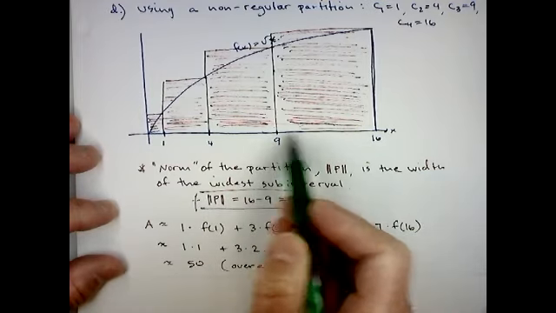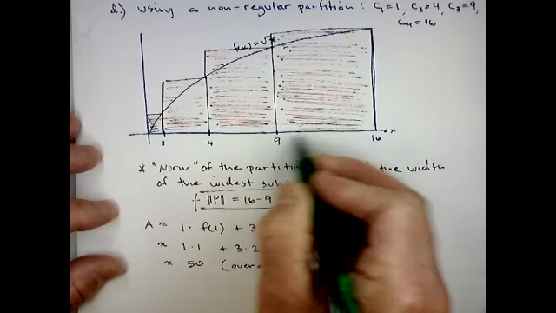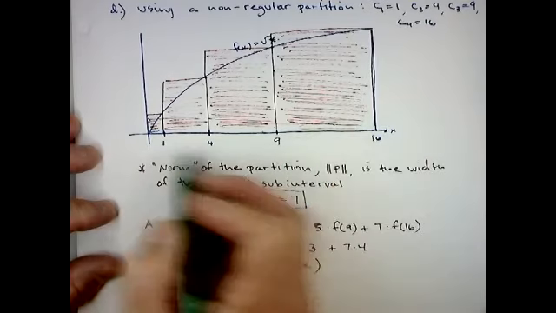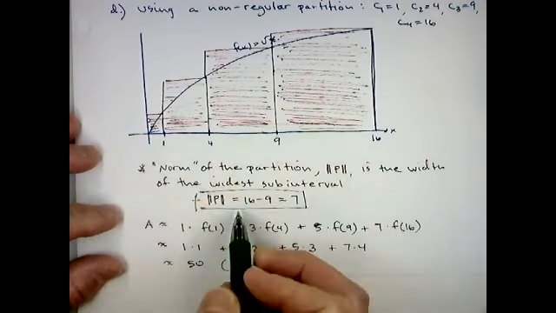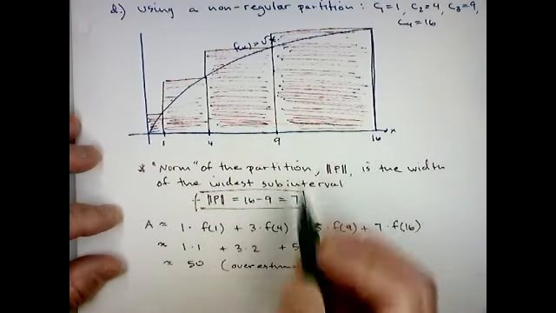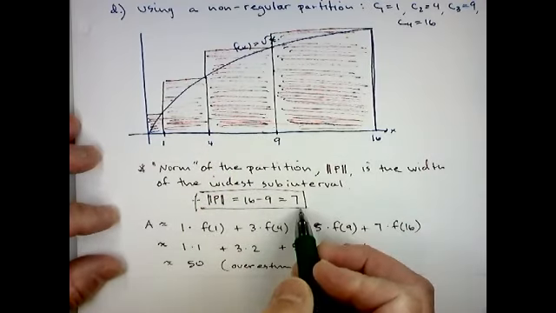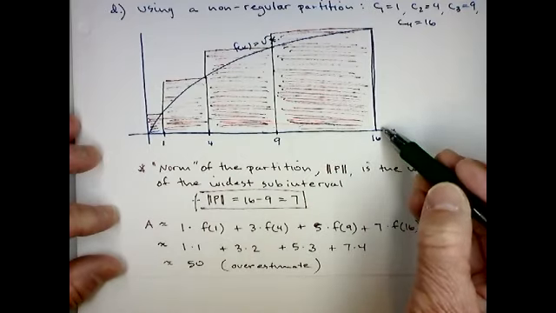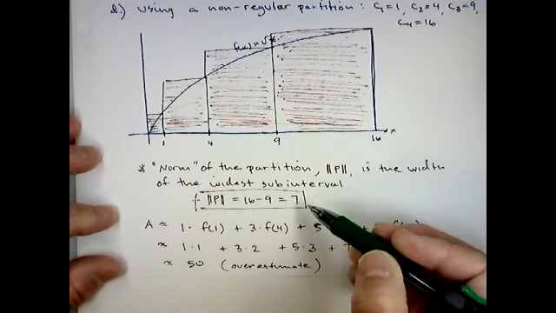So in this particular case, my widest subinterval is right there, right? That's certainly wider than any of these other rectangles. And so that would be 16 minus 9, which is 7. So for this particular problem, the norm of the partition is 7.